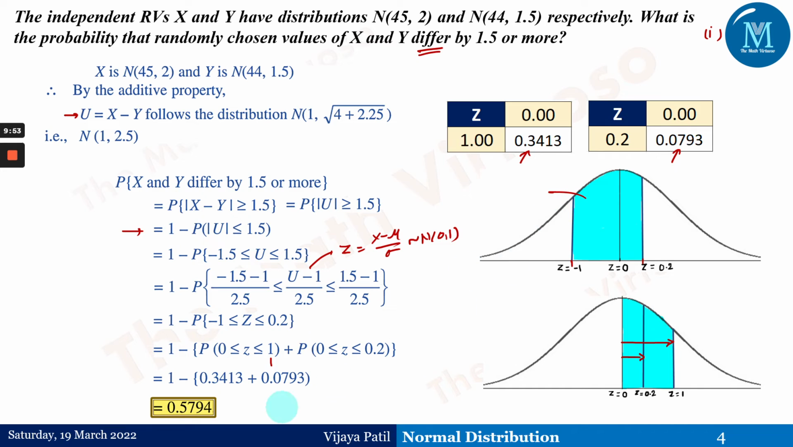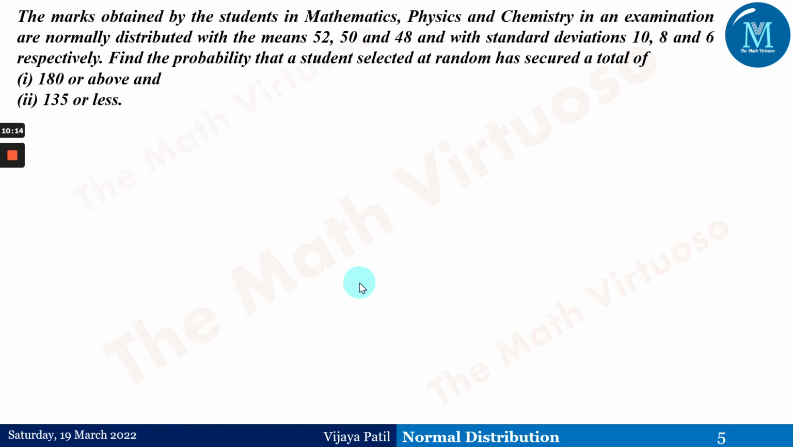And then from this particular area we are subtracting it from 1, and that will give you the value of this probability of mod of x and y differ by 1.5 or more. This is the way you have to go ahead and solve the examples of modulus. Now let us go ahead and find out one more.